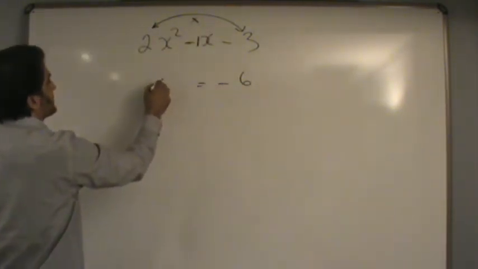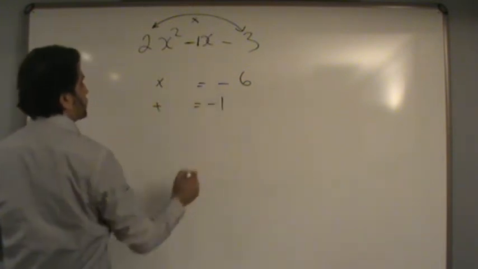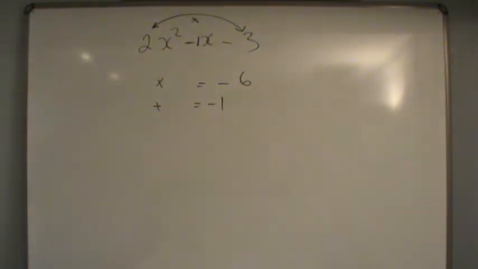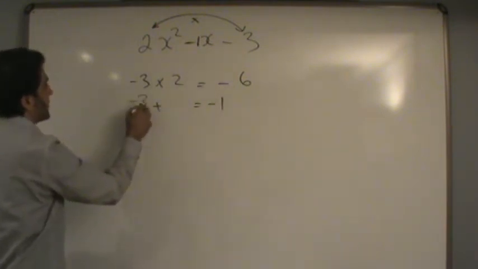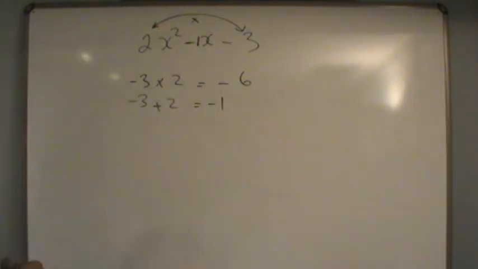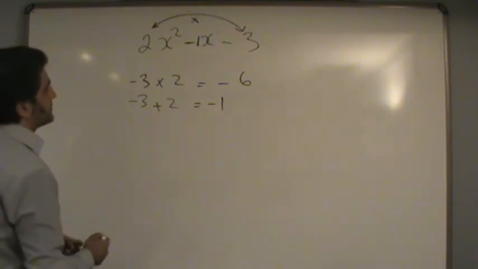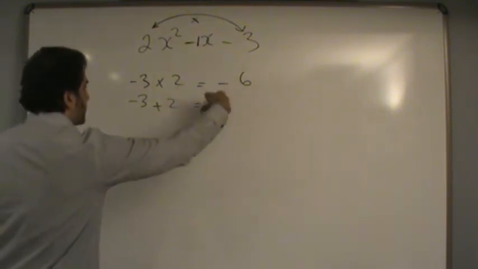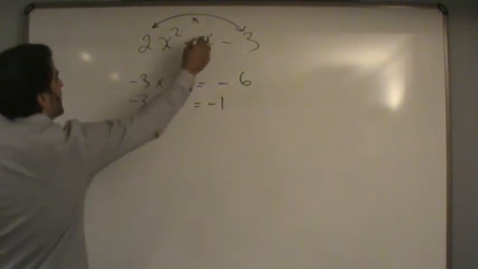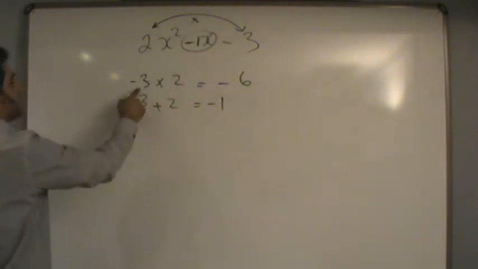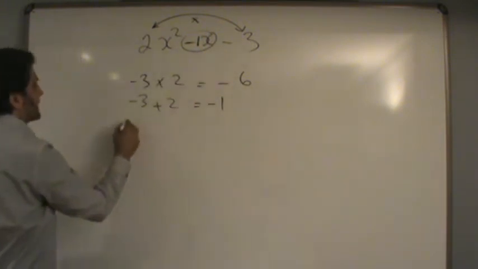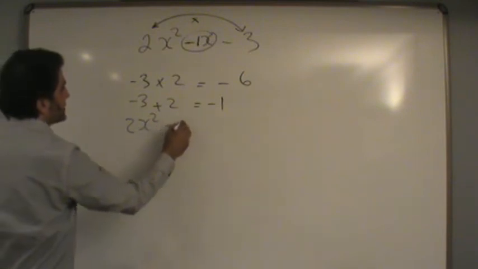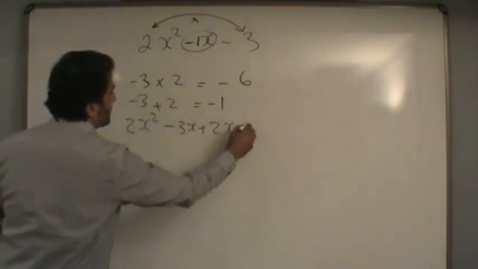And the sum is negative 1. So you look for two numbers that multiply to give you negative 6, and when you add them, should equal negative 1. Of course, negative 3 times 2 is negative 6, and negative 3 plus 2 is negative 1. Now, once we found these integers that satisfy both conditions, we substitute them instead of negative 1x: negative 3x plus 2x. So the first and last term stay the same: 2x squared minus 3x plus 2x minus 3.